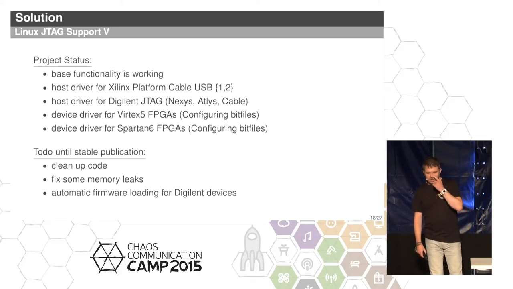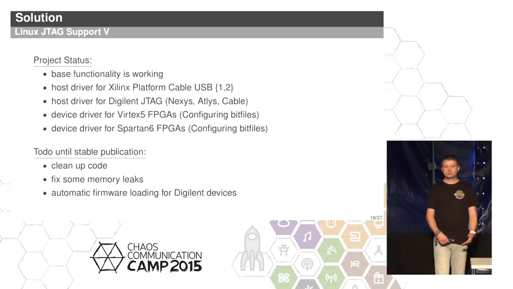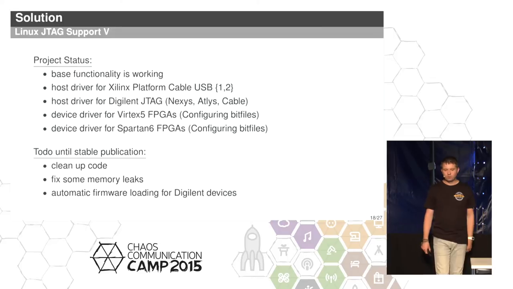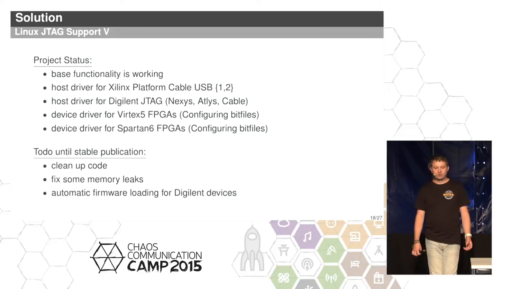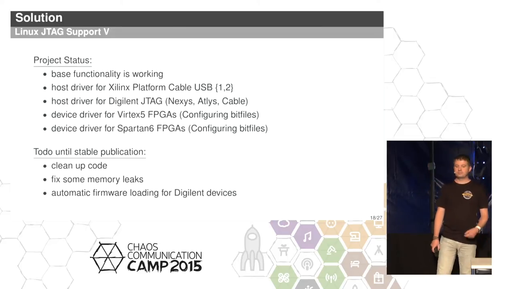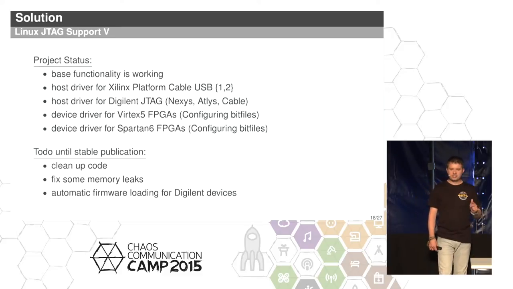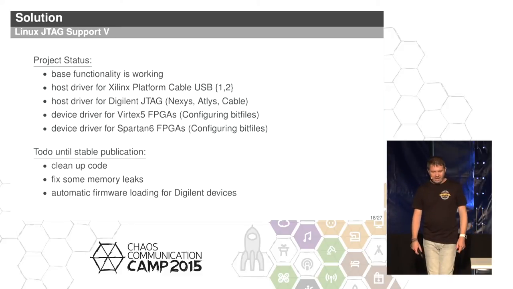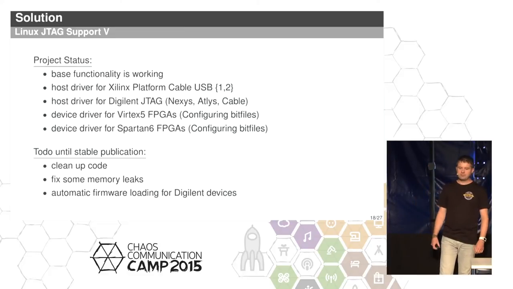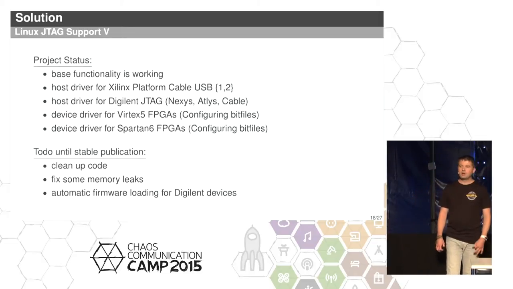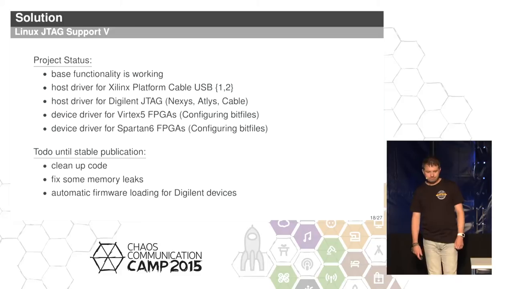At the moment, I have the base functionality working. The host driver for Xilinx Platform Cable USB 1 and 2 is, in most cases, working. I have a working host driver for Digilent JTAG devices that includes the Nexys FPGA boards, the Atlys FPGA boards, and the Digilent cable. I have a device driver for Virtex 5 FPGAs for configuring bit files, and I also have a device driver for Spartan 6 FPGAs, also for configuring bit files.